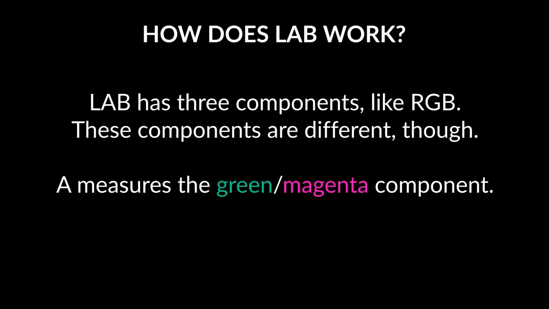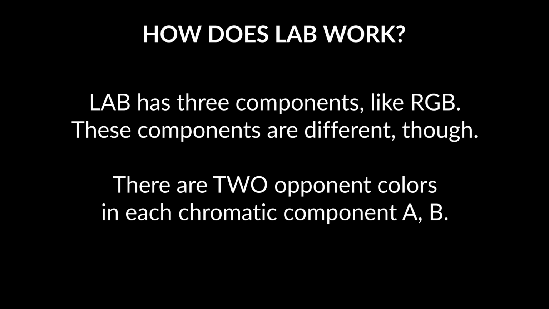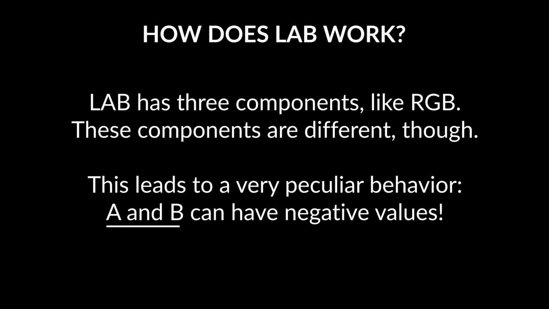A and B are in charge of color instead, but ignore lightness, which is encoded in the L component only. A tells us whether a given color is biased towards either green or magenta. B tells us whether the color looks either blue or yellow. So yes, there are two colors, called opponent colors, in each chromatic component of LAB. In order to accommodate two colors in one component, the A and B components have a unique behavior. They can be negative, and this is unique because it makes no sense to think of negative RGB components.